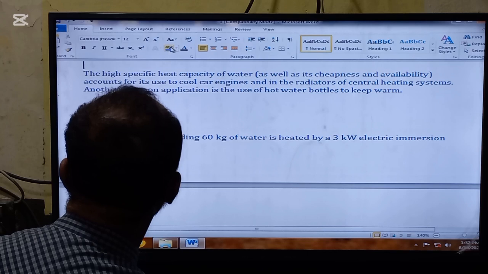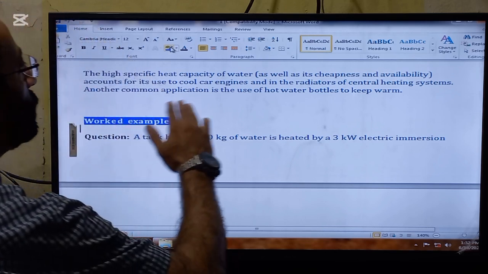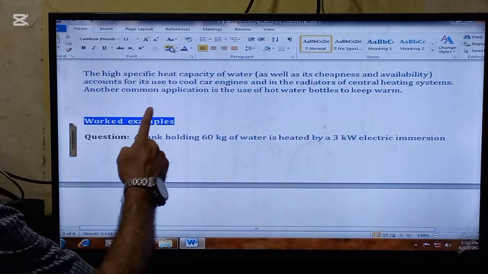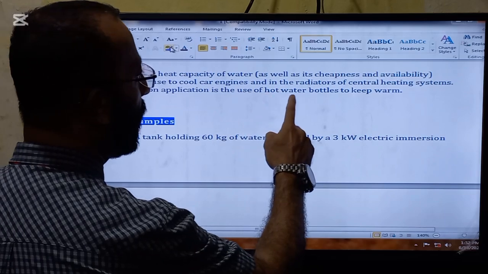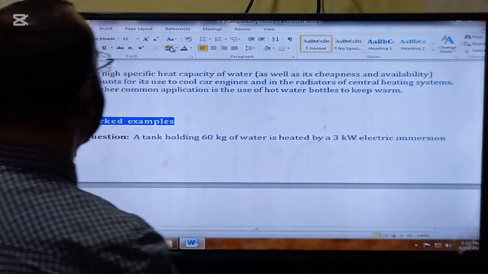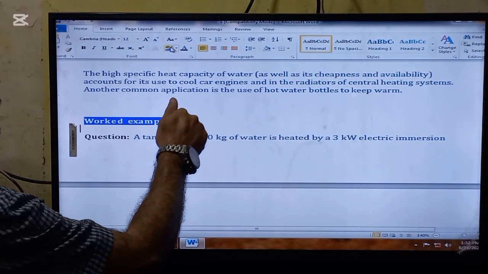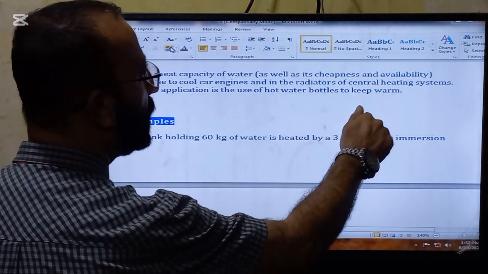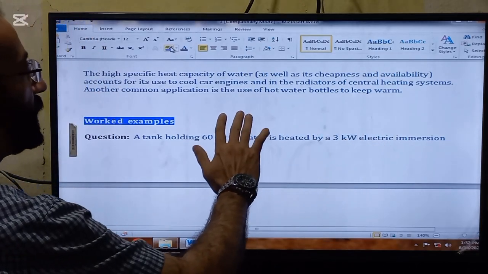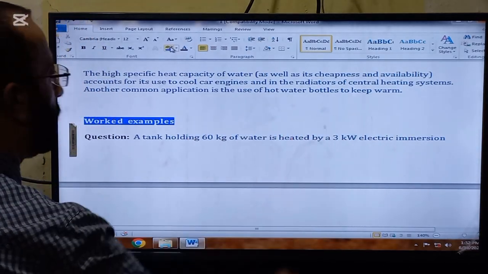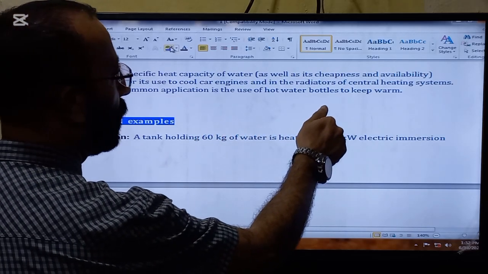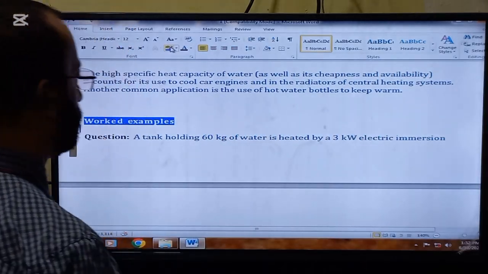So here we are going to read some more importance of the high specific heat capacity of water. The high specific heat capacity of water, as well as its cheapness and availability, accounts for its use to cool car engines and in the radiators of central heating systems. So this is the reason water is used in these things. Another common application is the use of hot water bottles to keep warm.